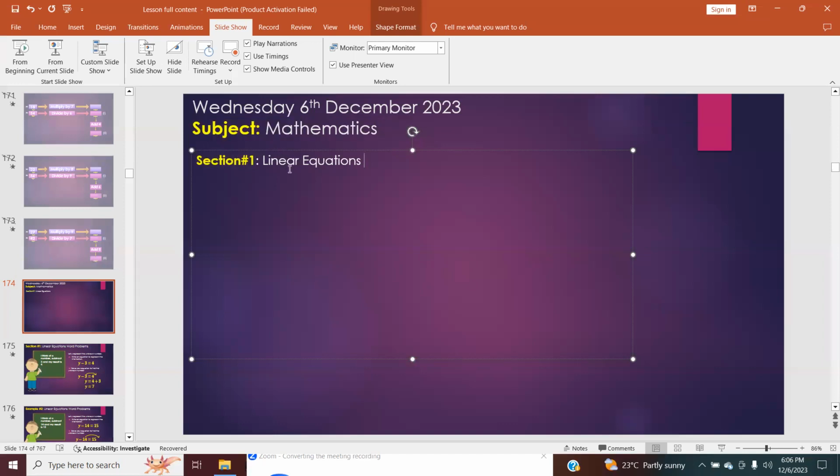Now, for linear equations, there are different types of equations. You have simultaneous equations. That's one type of equation. Simultaneous equations is when you have two variables and you have to solve both for x and y. It is named that way because you have to solve the two variables together, simultaneously, at the same time.